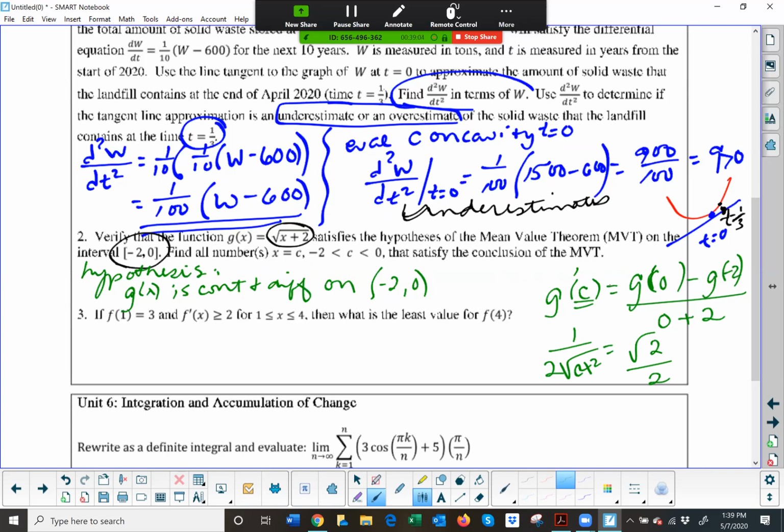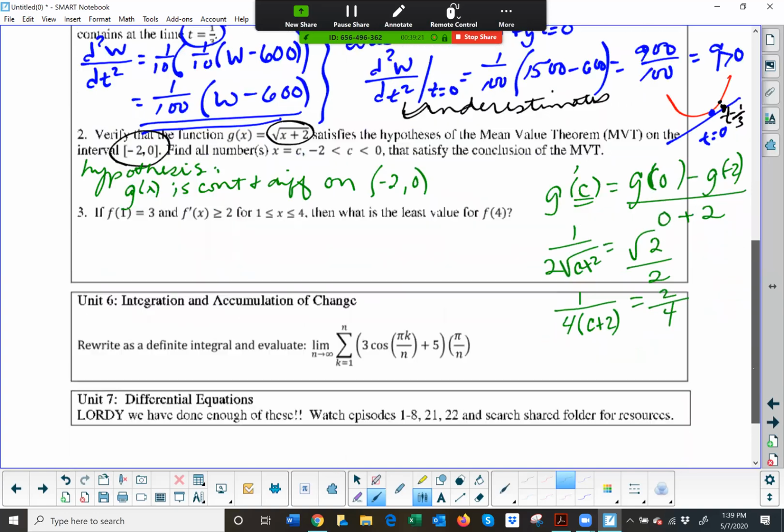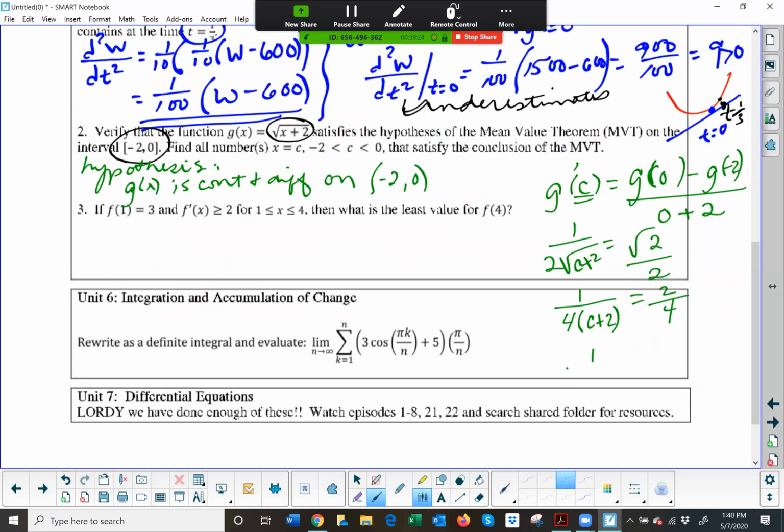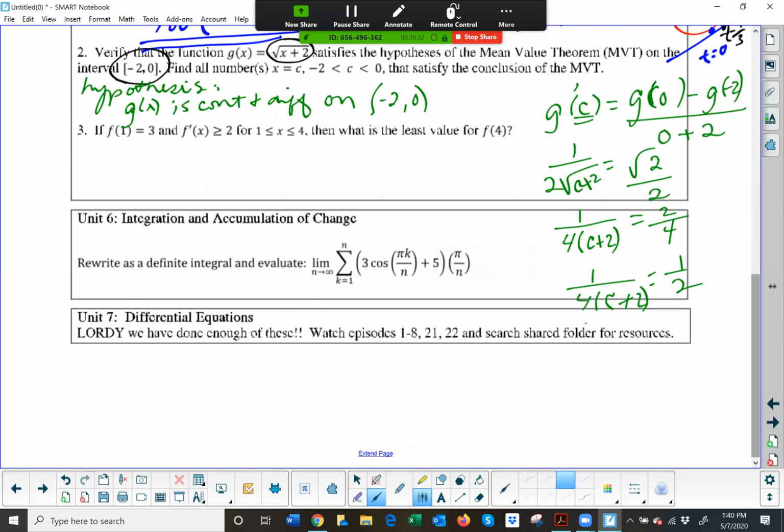Now, I guess it's really solving for c at this point. Maybe I'd square both sides. 1 over 4 times c plus 2 equals 2 over 4. Or 1 over 4, c plus 2. It's just a matter of solving for c. You do the steps however you wish. I'm going to cross multiply and get 2 equals c plus 2 times, I forgot my 4. Divide by 4.